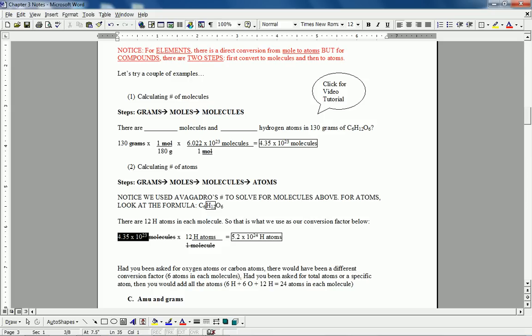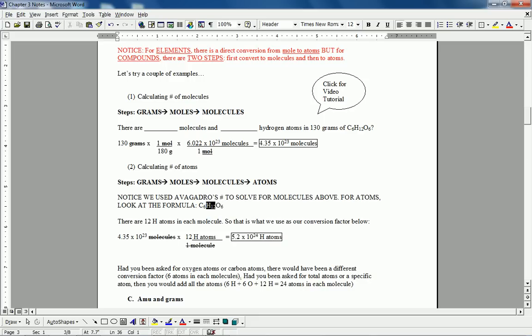So let's write our given. This many molecules times, in every one molecule we have 12 H atoms. The molecules, of course, line up and cancel out, leaving us with hydrogen atoms. 4.35 times 10 to the 23rd times 12 divided by 1 is 5.2 times 10 to the 24th hydrogen atoms. So again, we had a gram to mole conversion, simple enough with a formula weight conversion factor. We converted from moles to molecules using Avogadro's number, and then from molecules to atoms simply by looking at the formula.